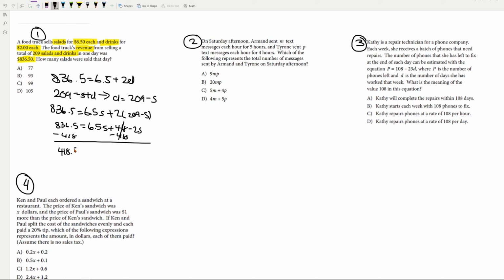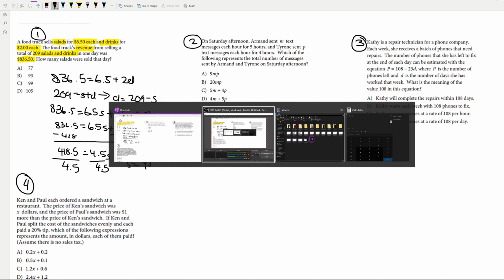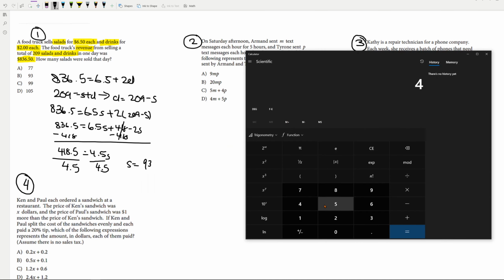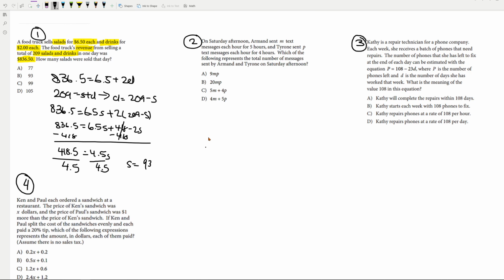So what I'm left with is 418.5 is equal to 4.5S. And now what I do is divide by 4.5. Let me just bring up my calculator. And I get 93 salads. So that's how I would solve. Usually when they give you multiple variables, you want to create a system of equations and isolate a variable in order to substitute it back into one of the two equations that you modeled.